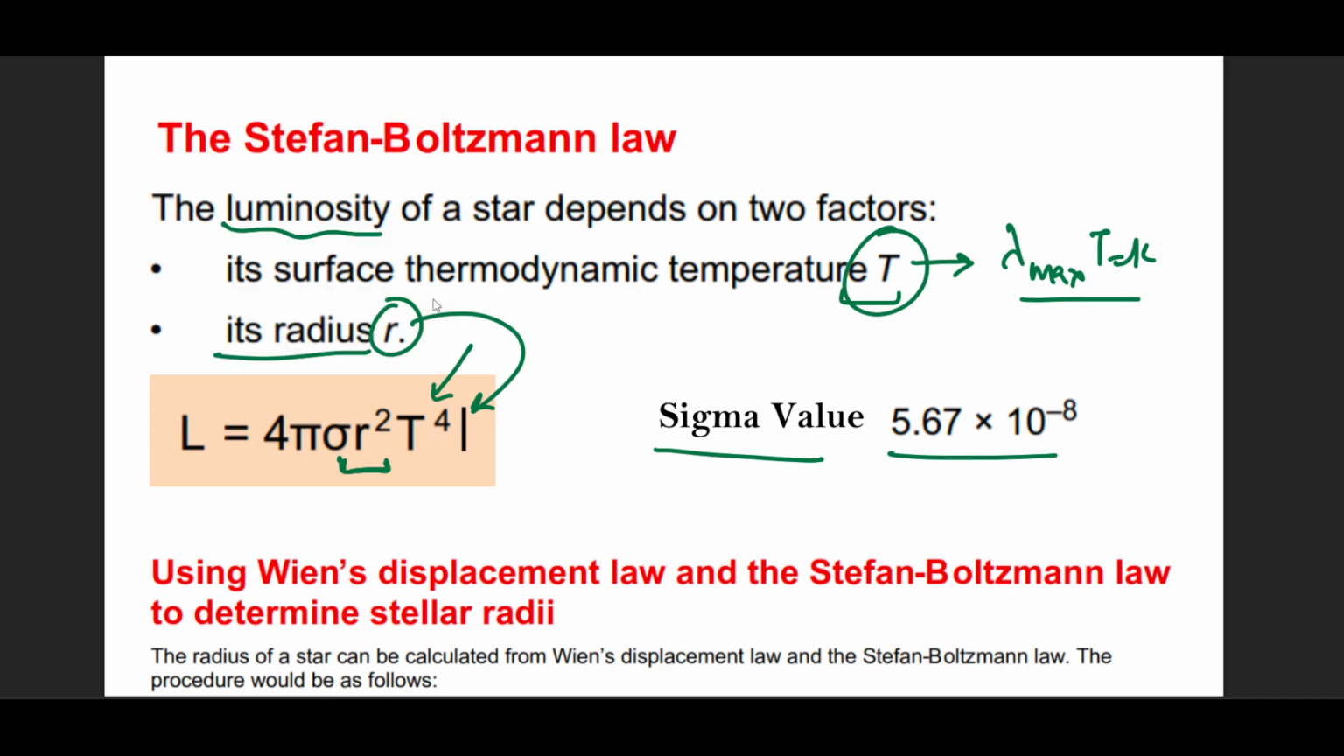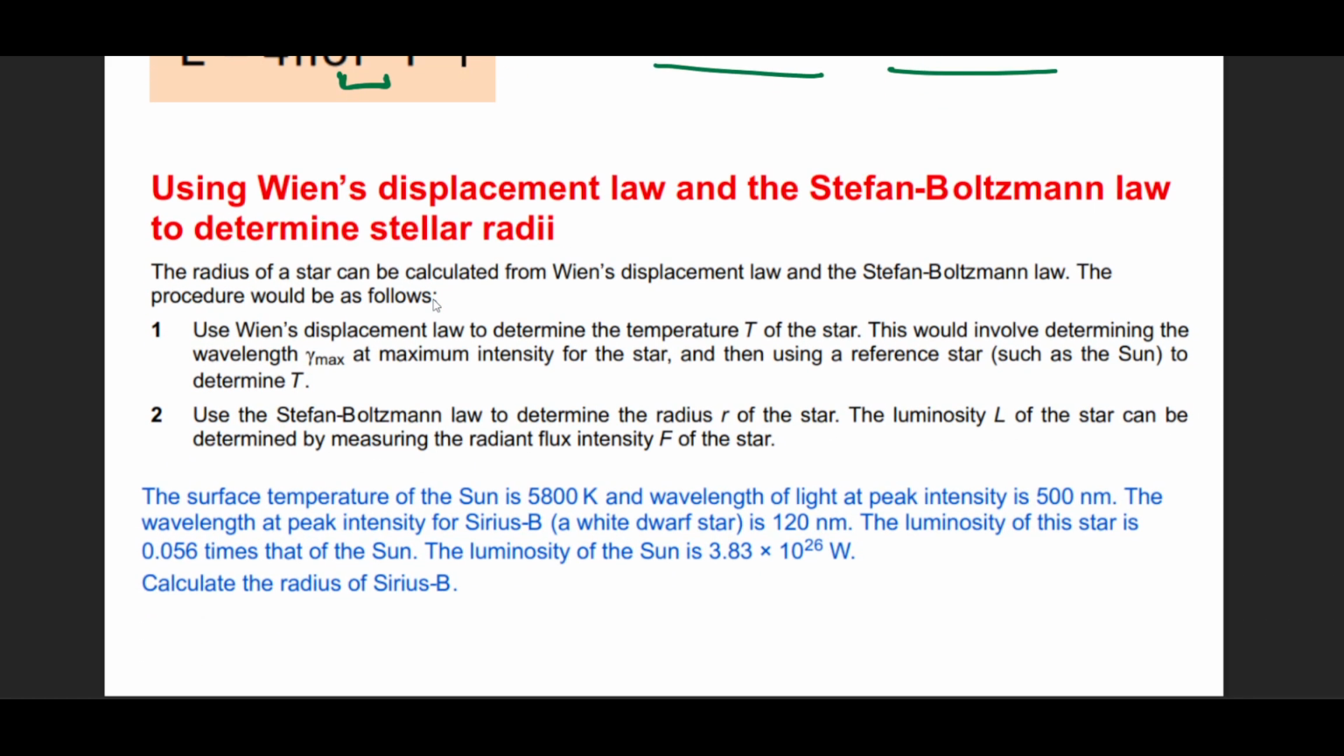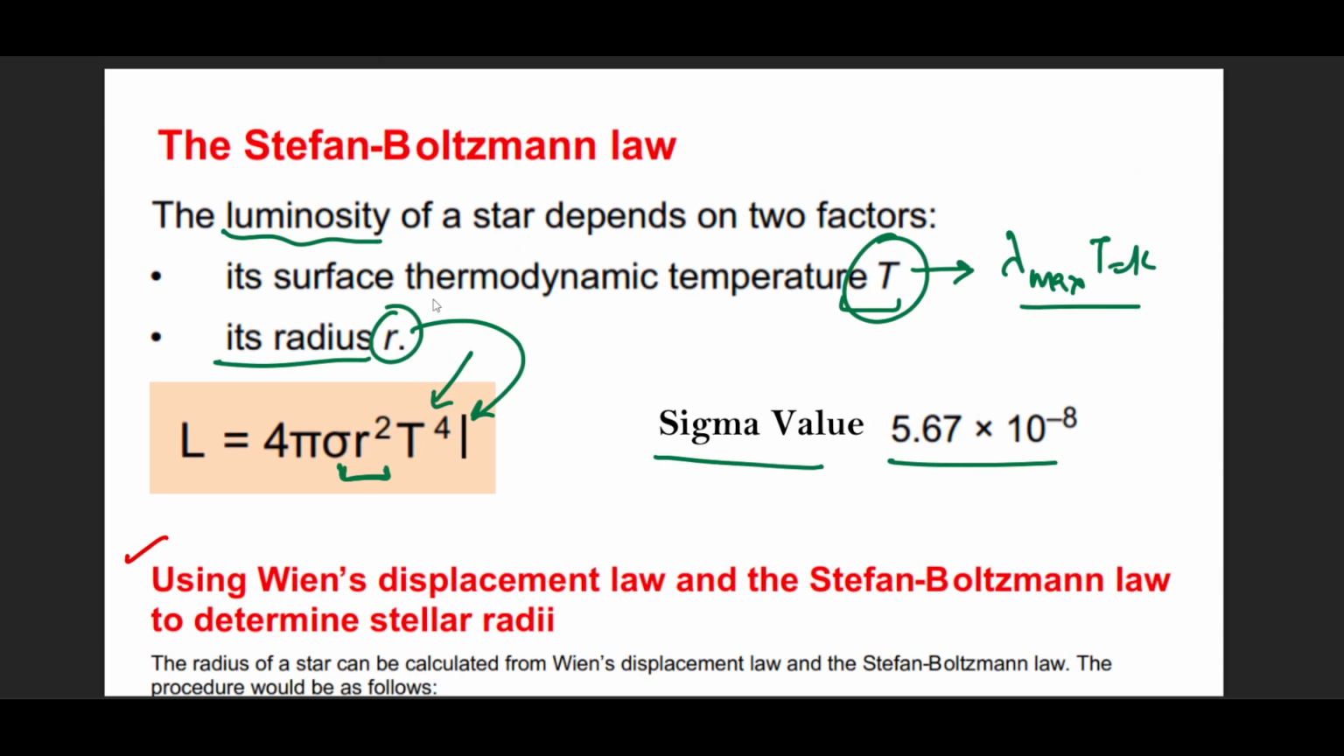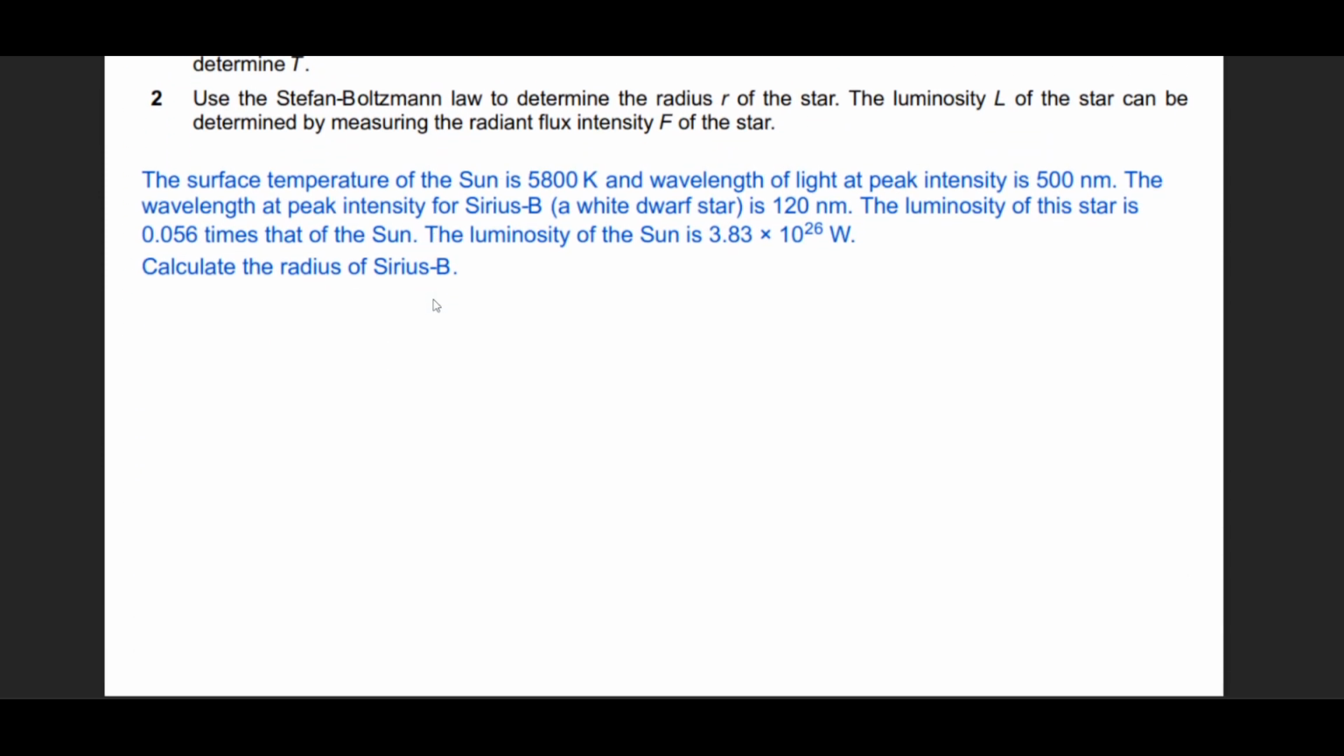It's a universal constant, just like the gravitational constant. And you can pause the video and read these points, but I've explained them already. The main purpose of the Stefan-Boltzmann law is to find out the radius of the star. And there is going to be a step-by-step procedure for that. Let's apply those step-by-step procedures that I've discussed earlier, that first we find temperature, then we find the radius, in this example that is given to you right now over here.